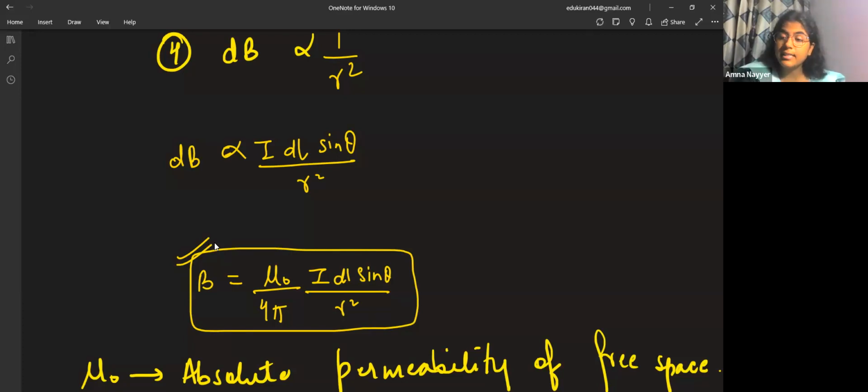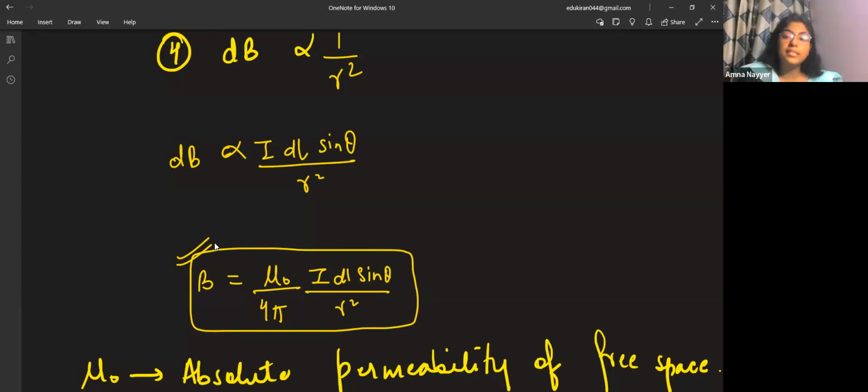Biot-Savart's law says that the magnitude of magnetic field is directly proportional to the current flowing in the wire, the current element, the sine of the angle between the current element and the position vector, and inversely proportional to the square of the position vector. This is your law also, and if you combine it mathematically, that becomes your formula also.